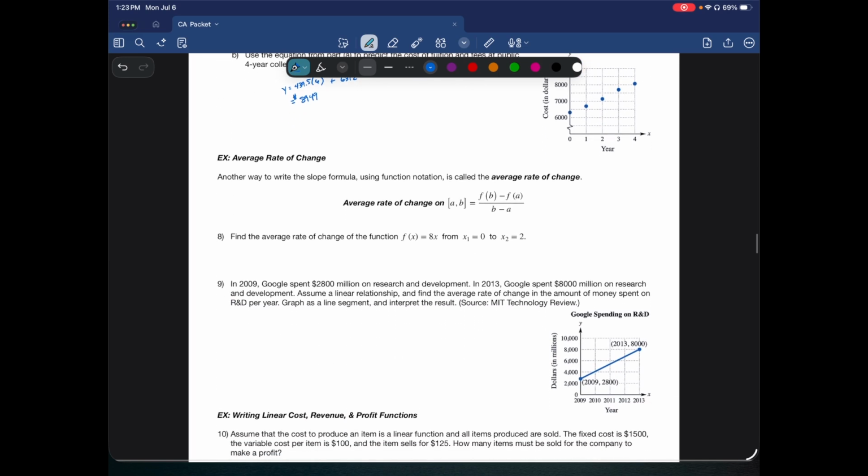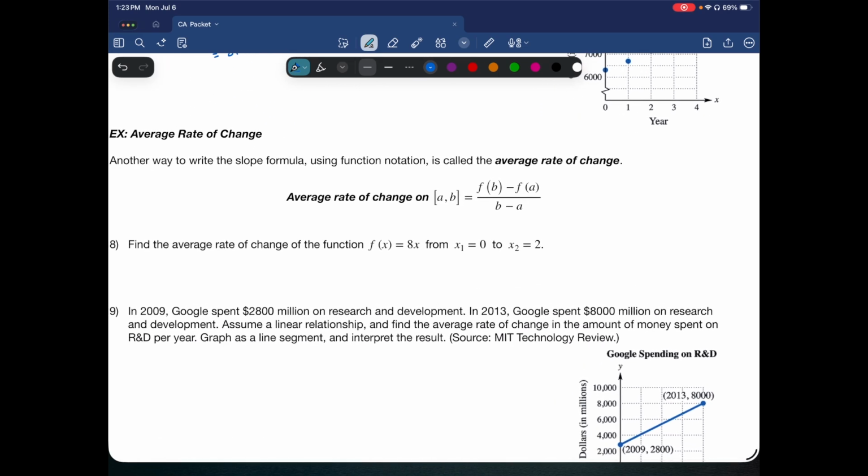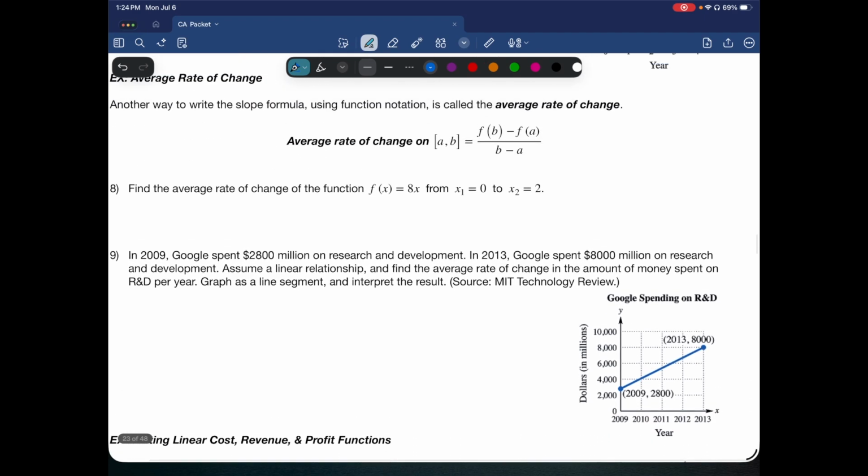All right, average rate of change. You know what this is before I even tell you. This is the slope formula, but it's just another name for it. Okay, so another way to write the slope formula using function notation is called the average rate of change. So when you see average rate of change, you should think slope.